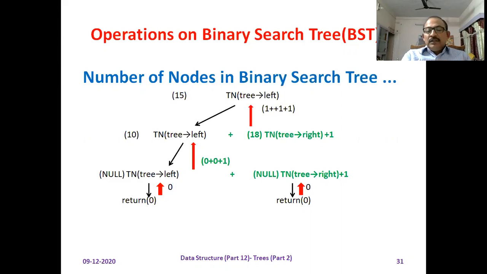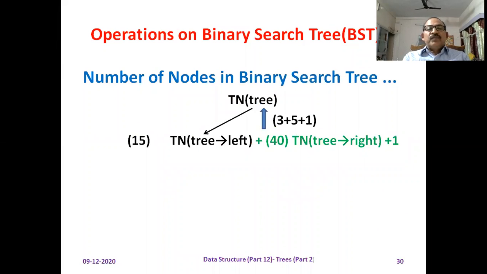Here you can see the green is a suspended activity. Here what you can see, Tn is divided into three parts: Tn tree left plus Tn tree right plus 1. And Tn is a recursive function, and here the Tn tree right plus 1. These are the two suspended activities, and these two information goes on the stack. Keep in your mind. Okay.